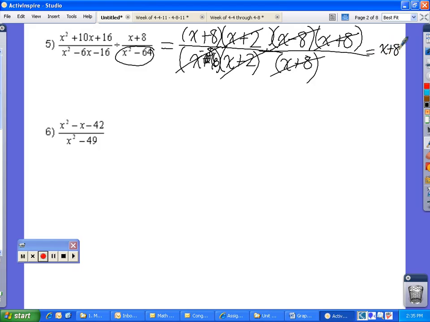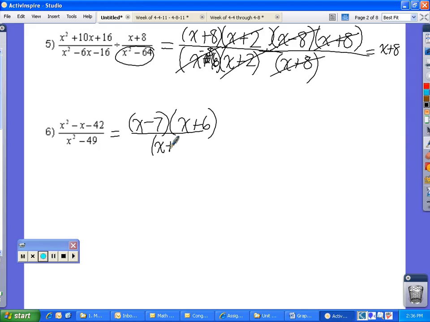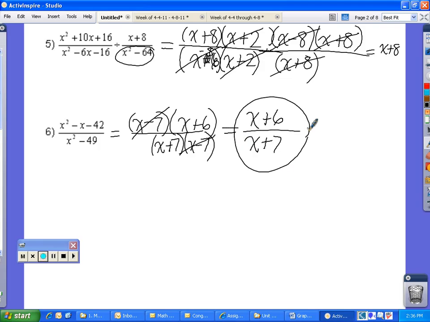And finally, my last one, I am going to x minus 7, x plus 6. That's how I factor the top. The bottom is a difference of squares. So x plus 7, x minus 7. And cancel the x minus 7s, and I'm left with x plus 6 over x plus 7. Okay, so again, these are just factoring and canceling what's in common.